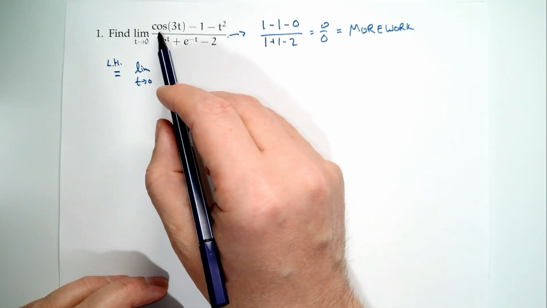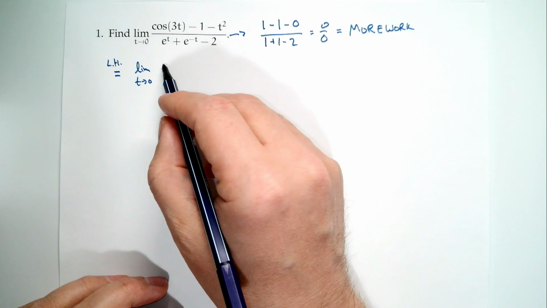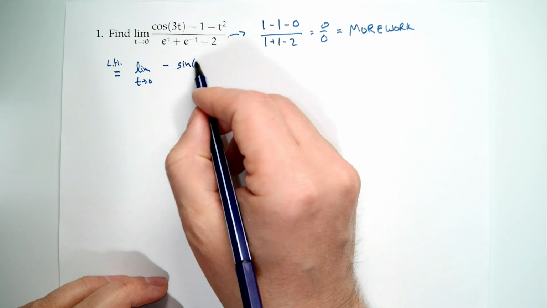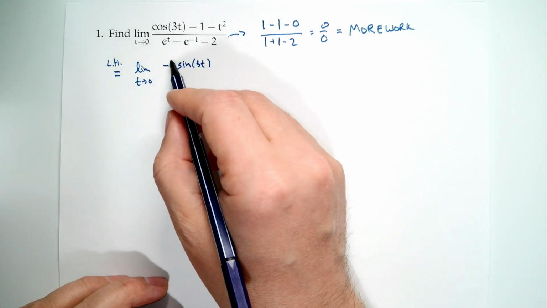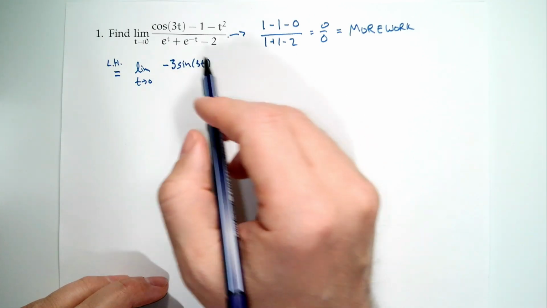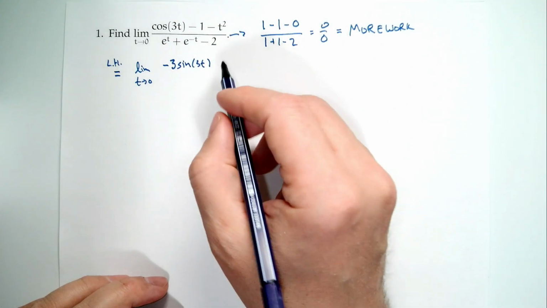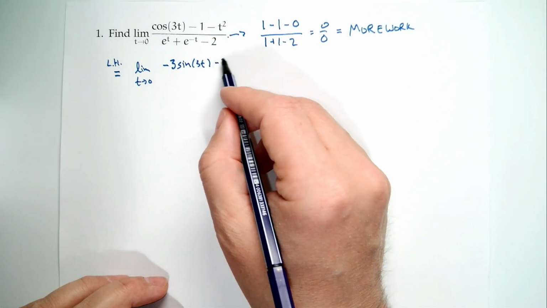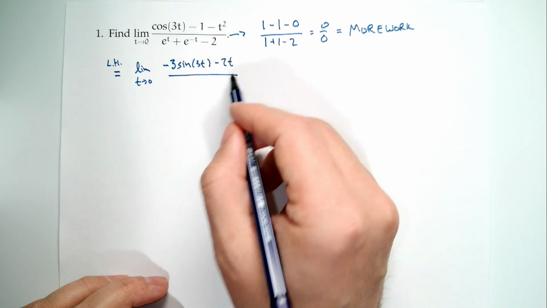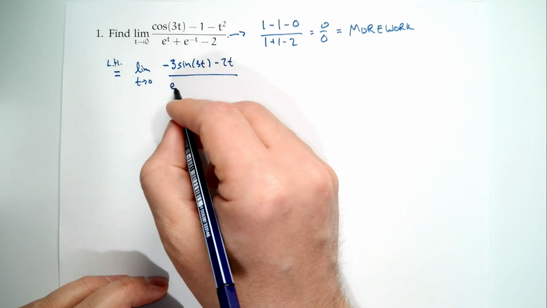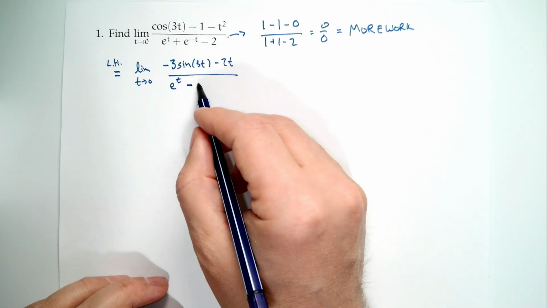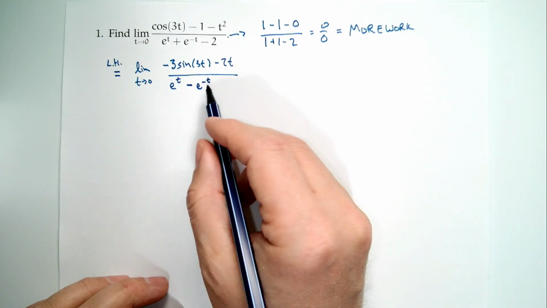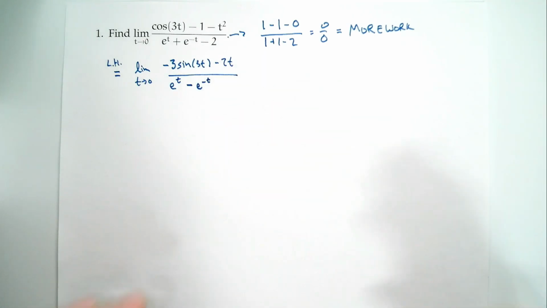The derivative of cosine is negative sine. But remember the chain rule, multiply by the derivative of the inside, which gives us 3. So minus 3 sine of 3t, derivative of minus 1 is 0, and the derivative of minus t squared is minus 2t. Downstairs, the derivative of e to the t is e to the t. The derivative of e to the minus t is minus e to the minus t, and that minus is coming from the chain rule. The derivative of minus 2 is 0. Good. Are we done?